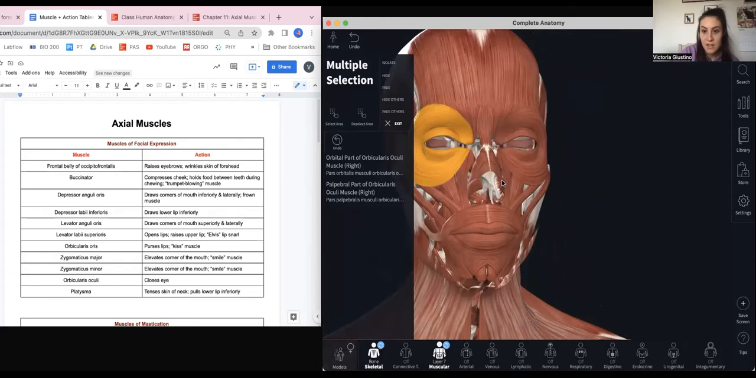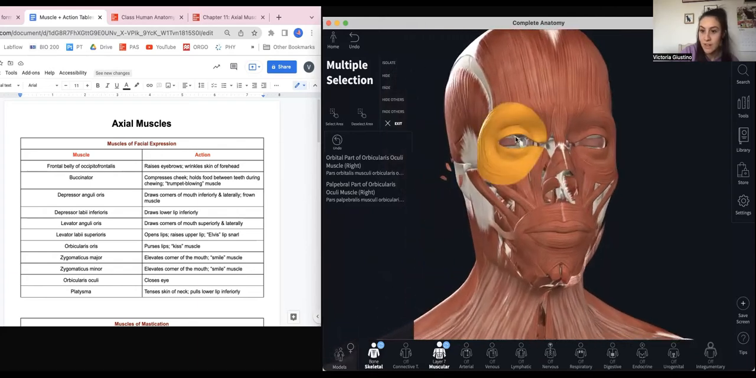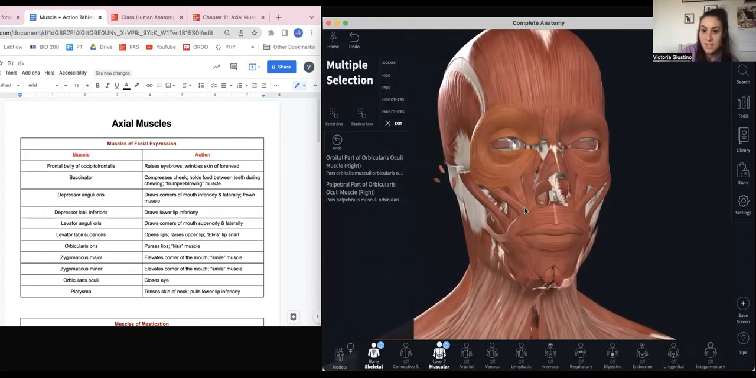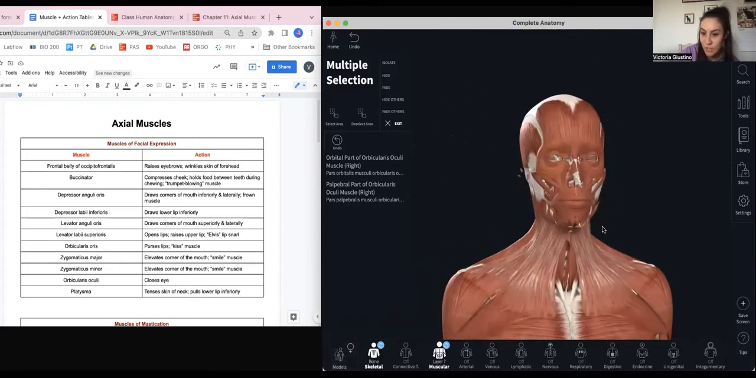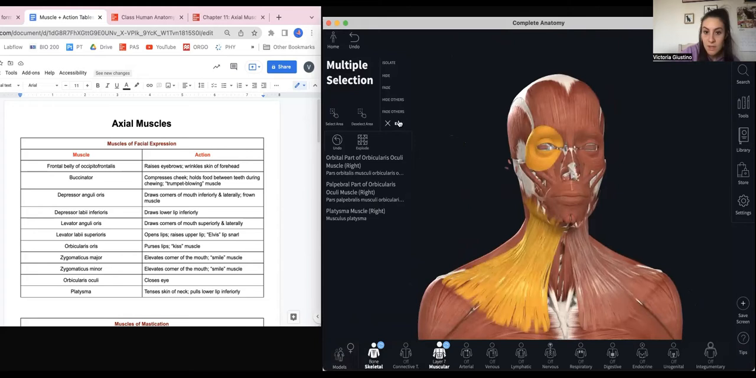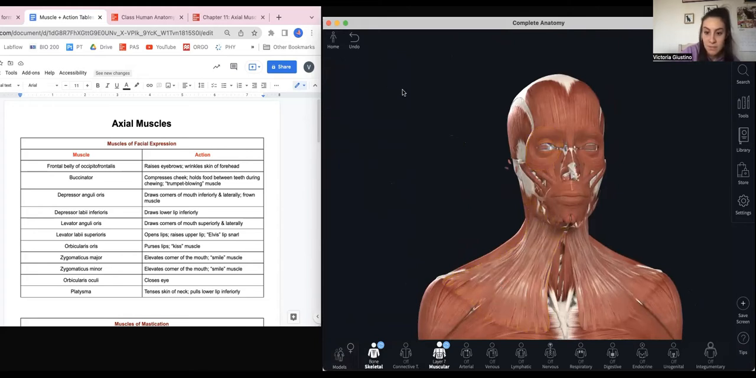Here's orbicularis oculi there. And so your eyes would obviously be right in here in your orbits. Those are going to allow you to close your eyes, to wink, anything like that. So it's another circular fibered sphincter muscle, just like orbicularis oris on the mouth. And then our last muscle of facial expression is going to be the platysma.